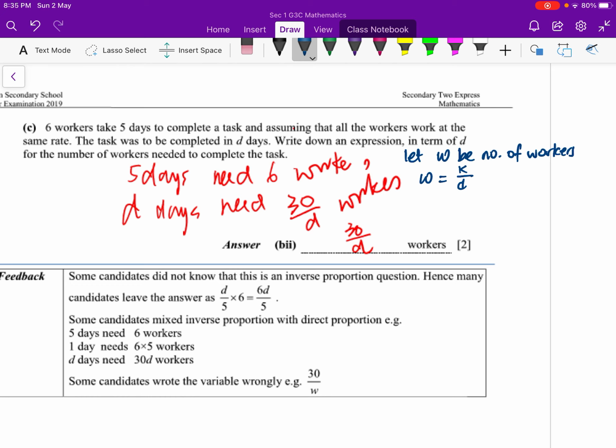Now we are going to find out the value of k by substituting in the known values. So the number of workers being 6 equals k over the value for D, which is 5. So k has a value of 30. We're going to update our formula. Now the number of workers will be 30 over D. Then now they want us to find, in terms of D, the number of workers required. Okay, so we have the answer already: 30 over D.